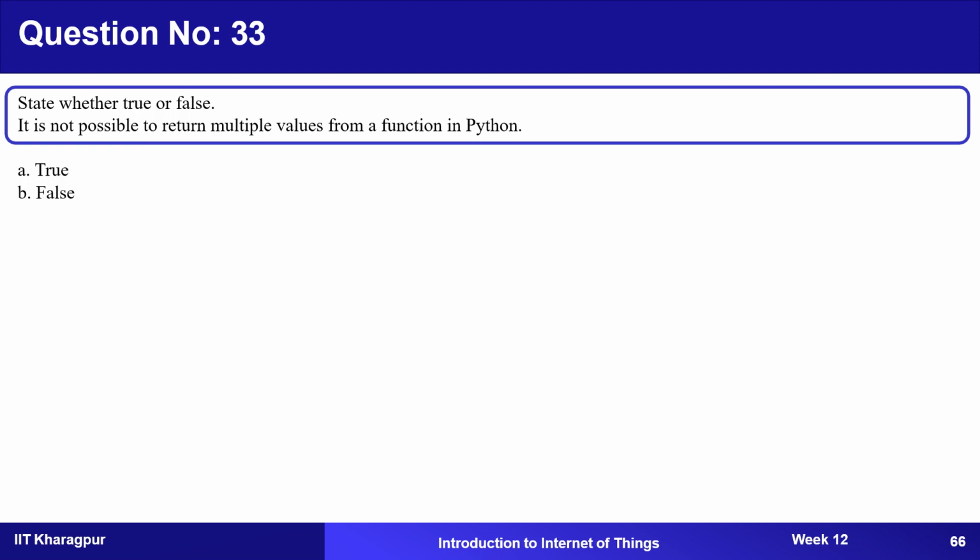Next question is, state whether true or false. It is not possible to return multiple values from a function in Python. True or false? False, ma'am. This statement is false because a function can return multiple values also.